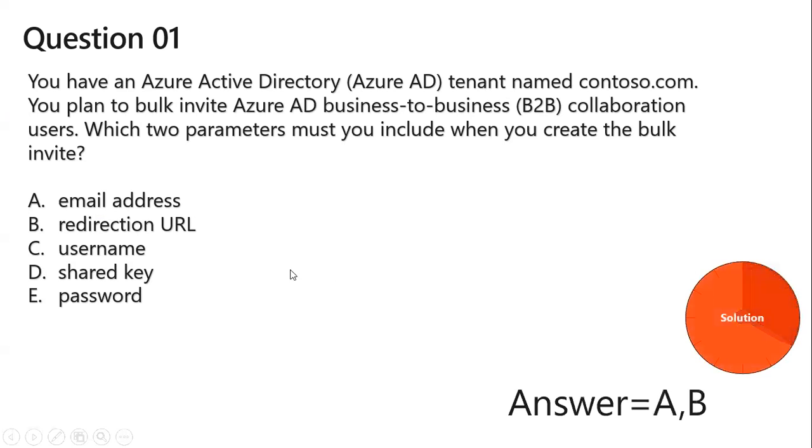So the correct answer for this question is going to be A and B. You have to put the email address and the redirection URL into the bulk create file, as we saw in the demonstration as well. Thank you for the quick answers from your end.